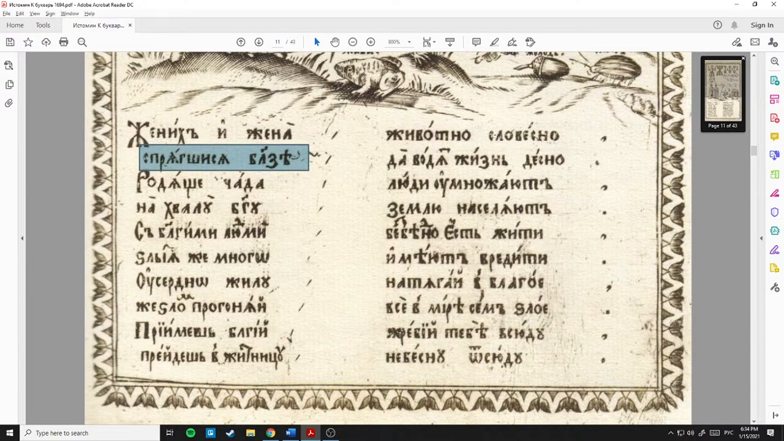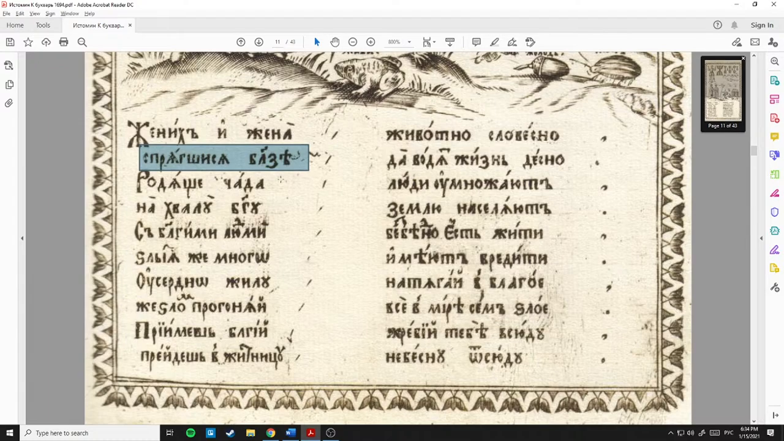Da valja žizn desna. Da vodja. Ah, vodja. That's a South Slavic word: to be able to, vodja, lead, žizni, life, desna. To lead life in a good way, probably. Prava, žić prava.